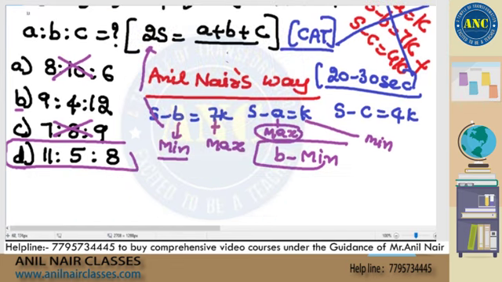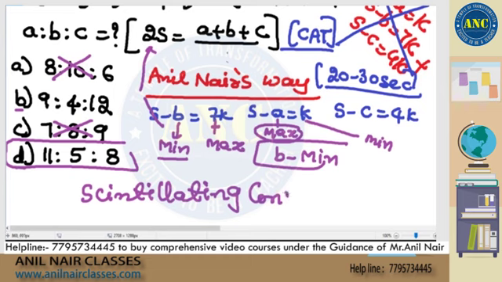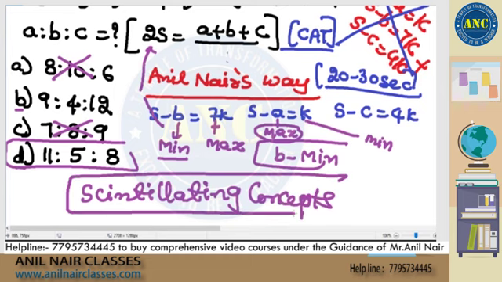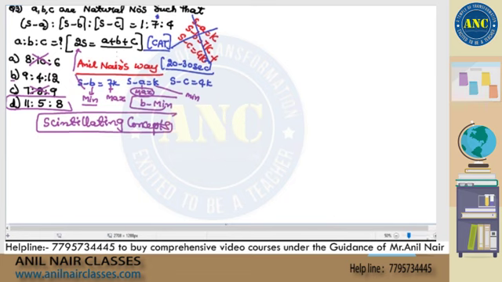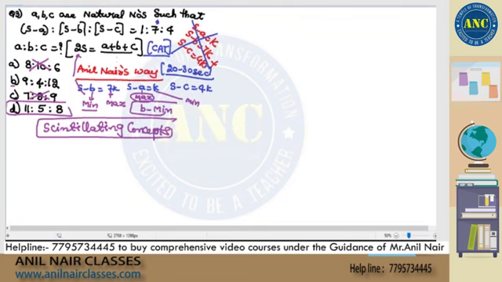Absolutely scintillating concepts I am going to discuss. Do not miss any single problem. These concepts or approaches you will not find in the regular textbook. This comes from 14 years of experience and scoring 100 percentile almost 8 times in the last 10 years. I hope it is clear, right sir?